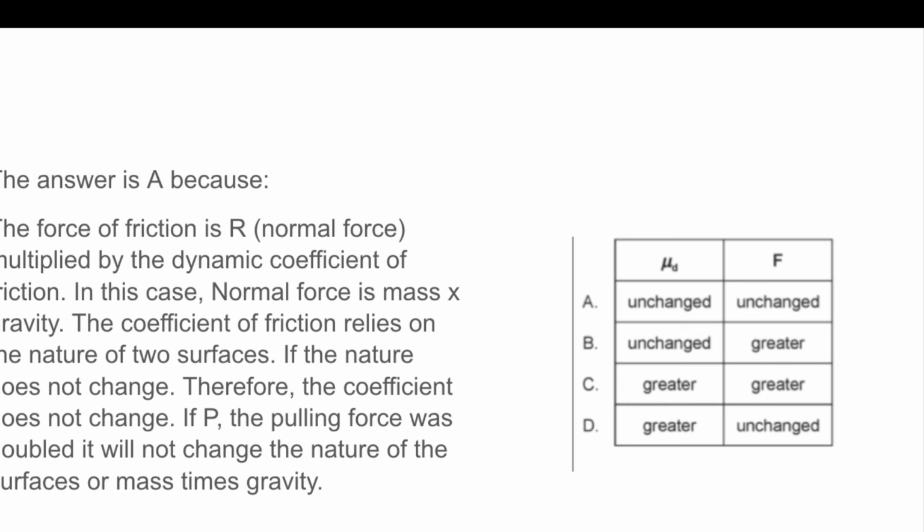The coefficient of dynamic friction and the normal force all play into the frictional force and are interrelated. However, the pulling force is a separate entity and it does not impact the frictional force or the dynamic coefficient of friction. Those are reliant on the surfaces themselves and the nature of the surfaces, gravity, and the mass of the surface that is perpendicular.